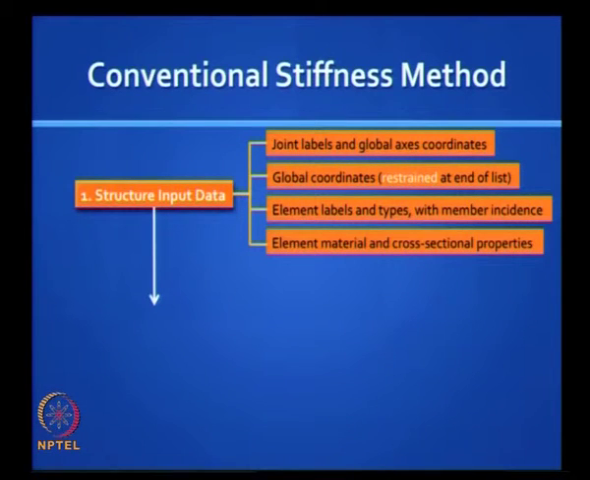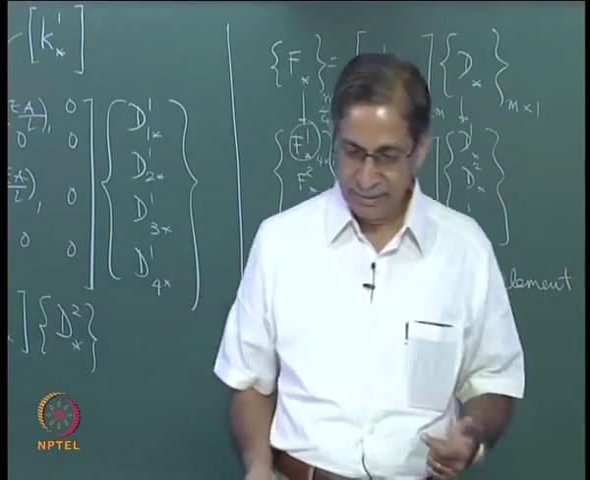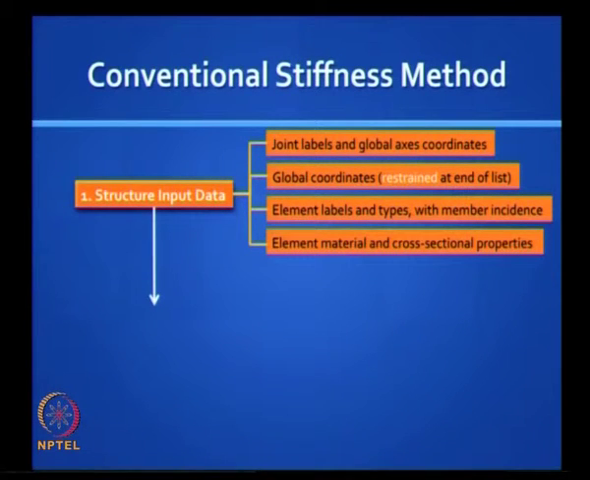So let me sum up, because we are just showing the big framework, we are not solving any problems. What do you do in the stiffness method? Well, your first job is to make sure that the computer is able to deal with the same structure that you have in mind. So you have to give information regarding the joint labels, the global axis coordinates, identify the active and the restraint degrees of freedom, put them at the end of the list, give them labels and identify the incidence, which is your start node, which is your end node, and give the element material and cross sectional properties. In fact, if you take any software, that is the first thing you need to do.